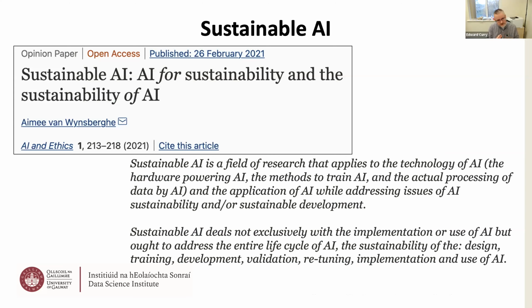But the important thing there is that we see sustainable AI and potentially responsible AI as being two sides of the same coin. The AI has the opportunity to reduce emissions. We also need to make sure that the AI itself does not have significant emissions associated with it as well.